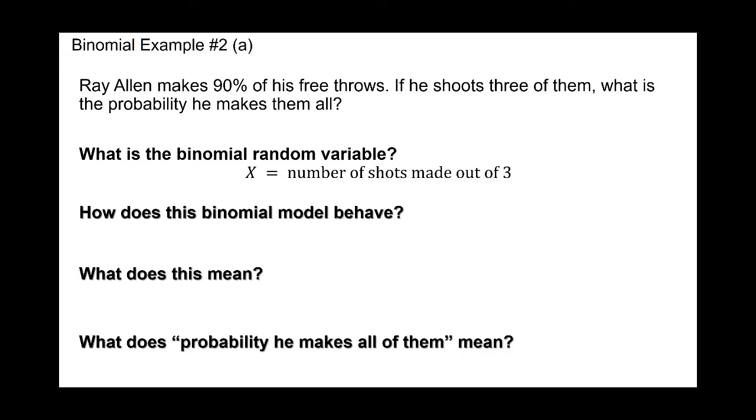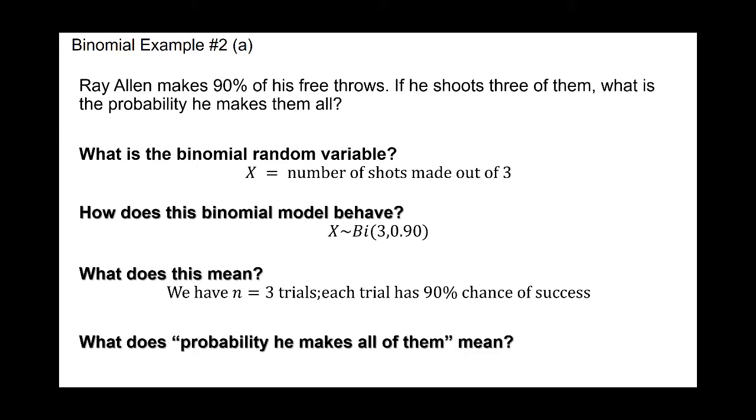So how does this binomial model behave? We need a number of trials and we need a probability of success. These are the 2 parameters which dictate and tell the binomial distribution what to do. They are 3 and 0.9. He's going to take 3 shots, that's 3 trials. And there's a 90% chance of success on each trial. So what does this mean? It means that each time he takes a shot, he has a 90% chance of success.